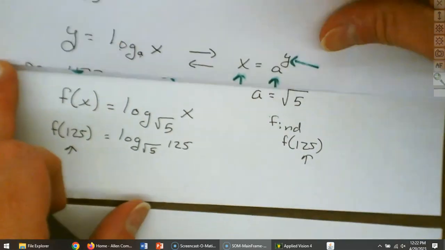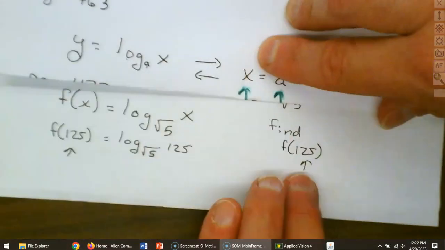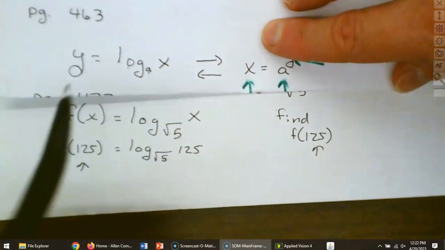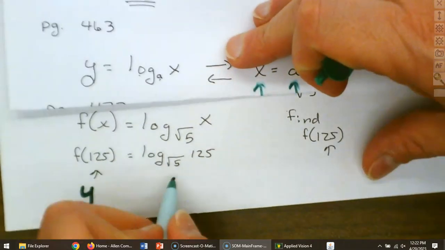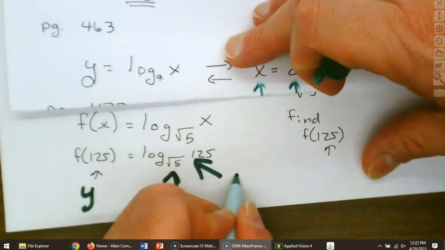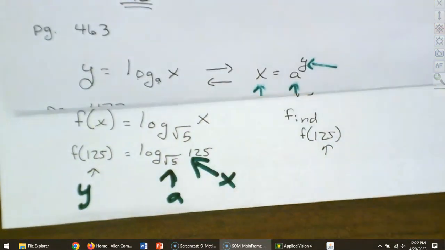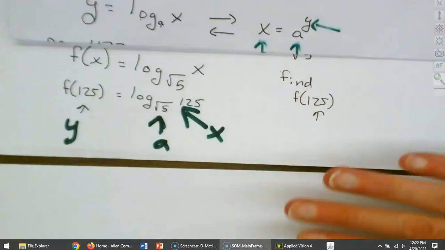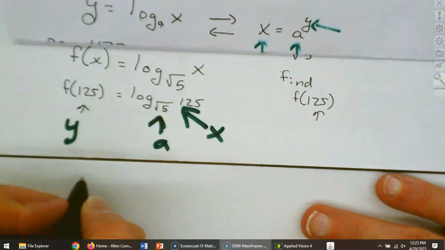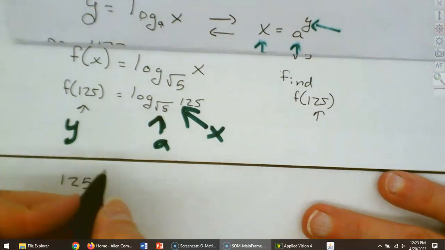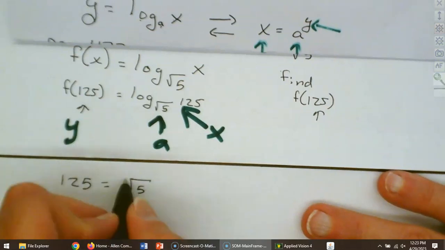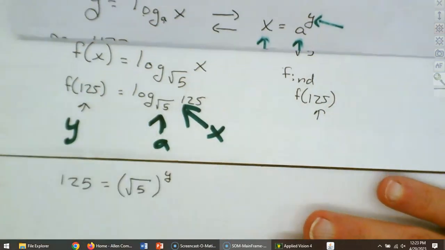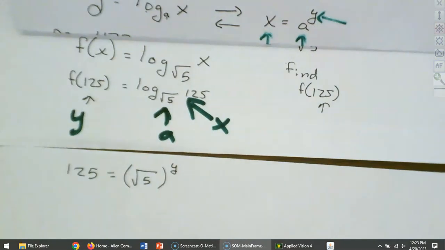Using our formula again, this is what we're converting. This is what we want to find: f of 125, we have to convert it. So this would be your y, this would be your a again, and this would be your x. So when I convert it, we should finish just right on time here. That gives you, when you convert it, 125 equals the square root of 5 raised to the y power. How do we now finish that?